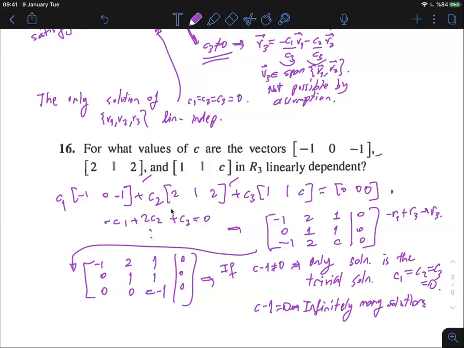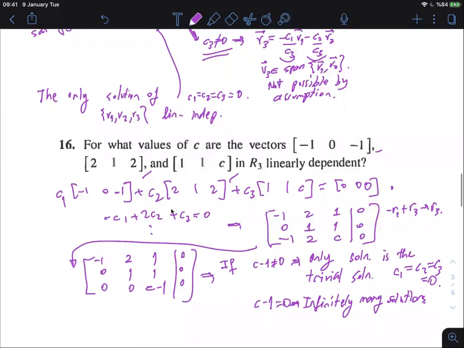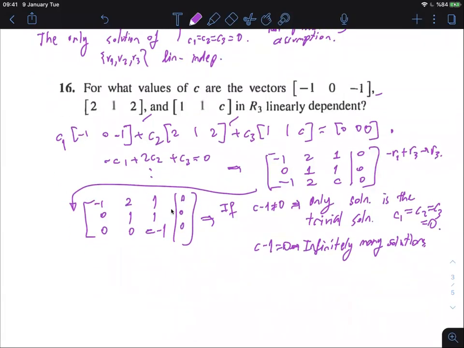So in this case, there will be infinitely many solutions, and the system will be linearly dependent. So if C is 1, then linearly dependent. If C is not 1, then linearly independent. These are the only two cases. Okay.